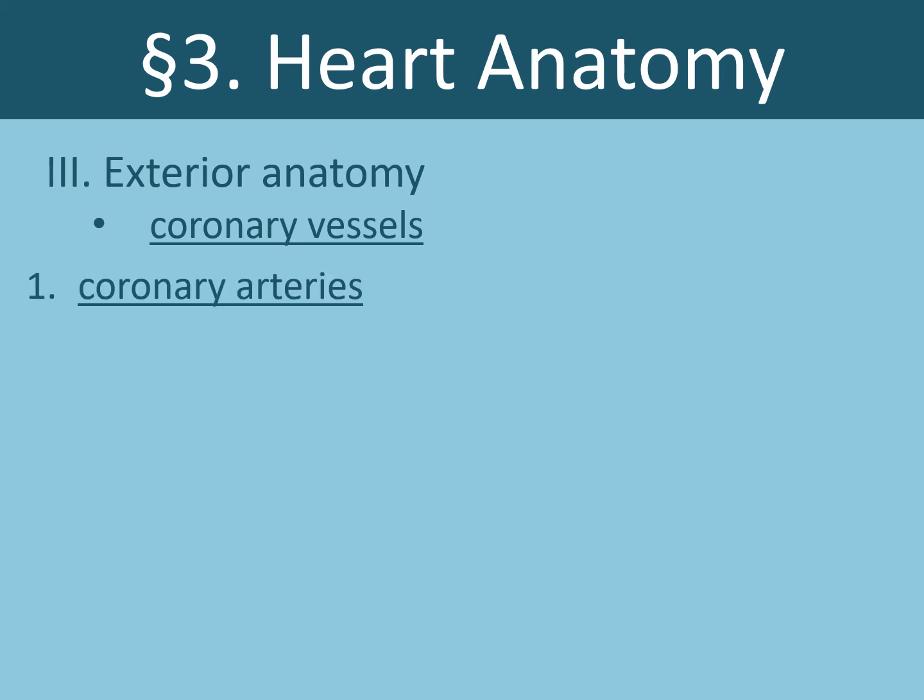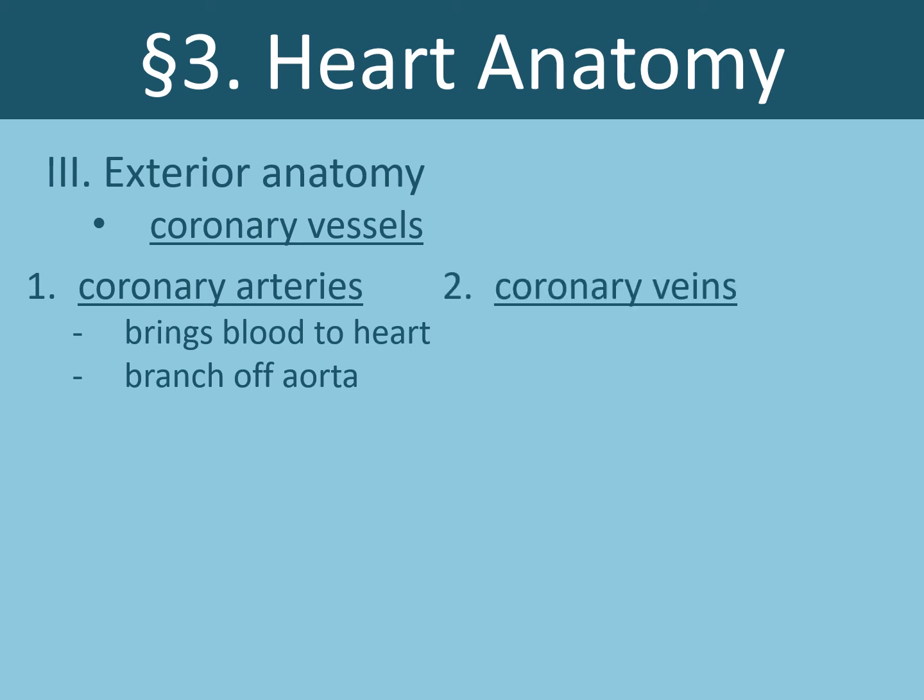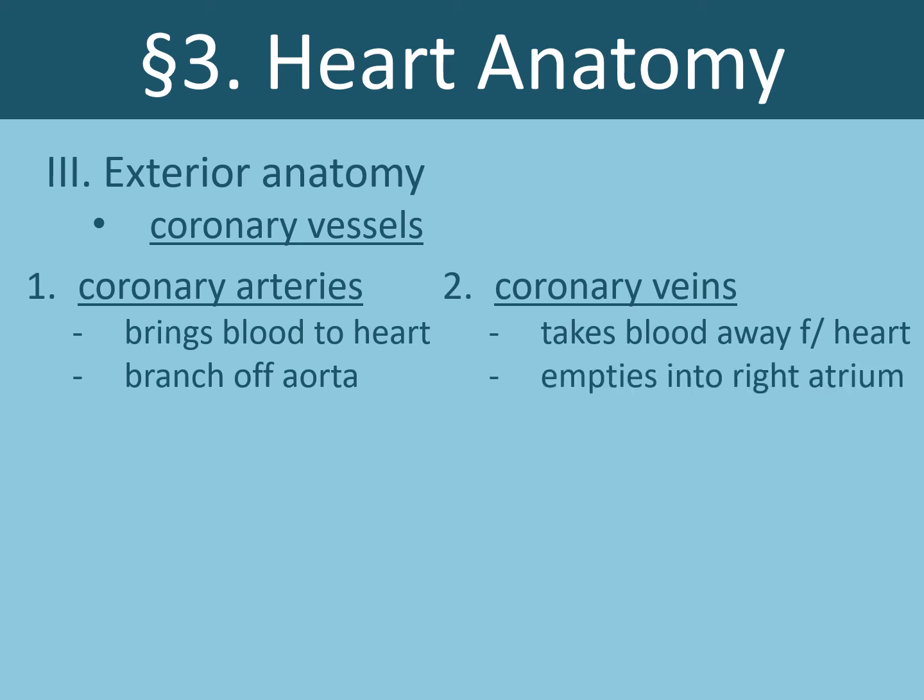Coronary vessels include coronary arteries, which bring blood to the heart, again bringing oxygenated blood to the heart tissue. Coronary arteries initially branch off of the aorta. The coronary vessels also include coronary veins, which take deoxygenated blood away from the heart. The coronary veins merge together and eventually empty into the right atrium.